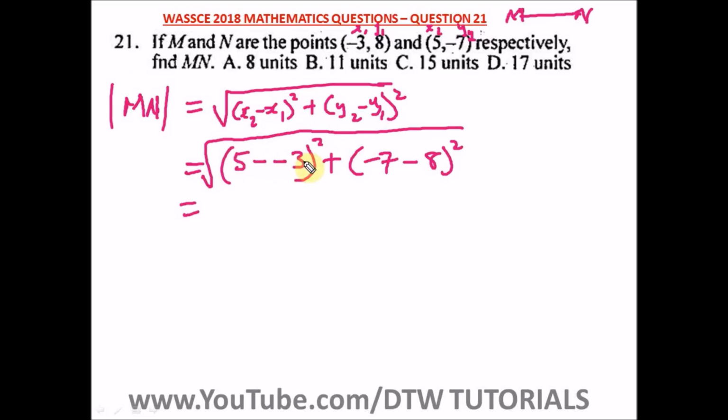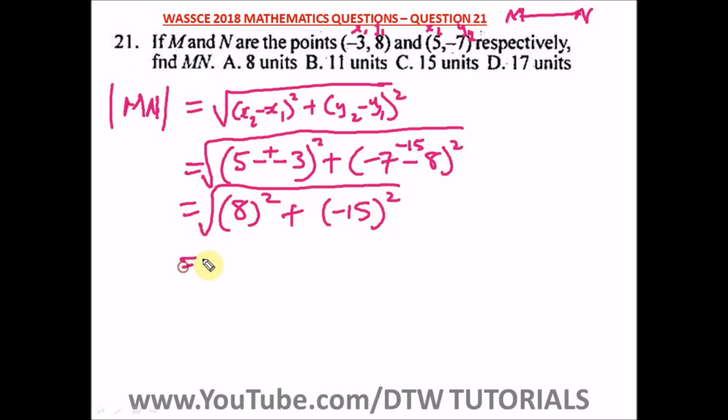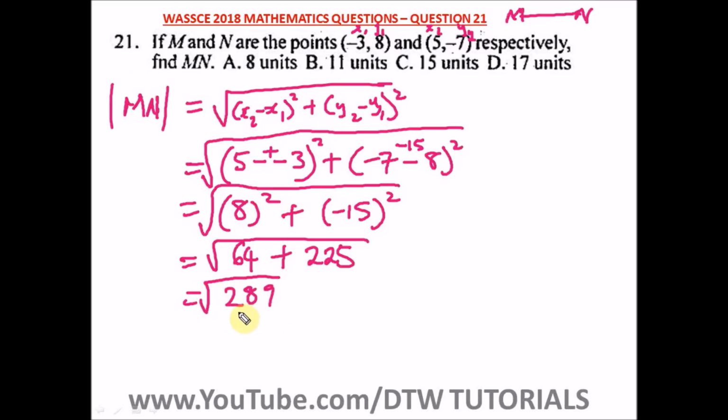So we have 5 minus minus 3, that will be a 5 plus 3, since minus times minus will be a positive, and 5 plus 3 is 8. So we have 8 squared here, plus we have minus 7 minus 8, which will give us minus 15. So we have bracket minus 15 squared. Don't forget our square root. So here we have 64 plus minus 15 squared. That is minus 15 times minus 15, which will give us a positive. And 15 squared is 225. That will be a positive 225, all under the square root. So when we add up 64 plus 225, we're going to get 289. So we have the square root of 289. And what's the square root of 289? The square root of 289 is what?